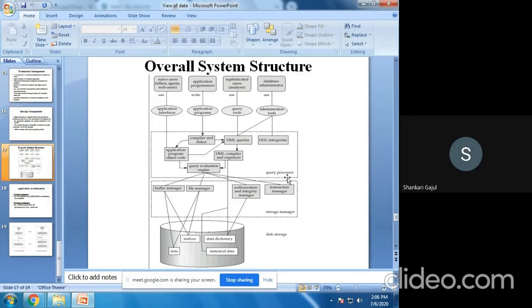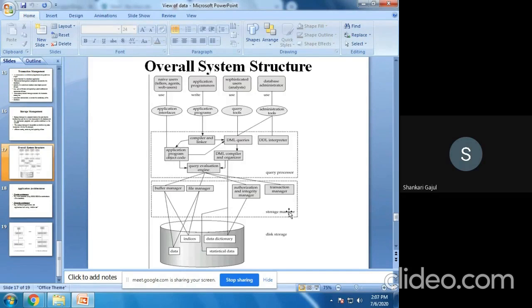What about the DML compiler? This DML compiler translates the particular DML statements into the query language that the query engine can understand. So this is all about the interpreter and compiler. Before executing the query, the particular query statement has to be compiled. That job has to be done by the query evaluation engine, so this part is controlled by the query processor.